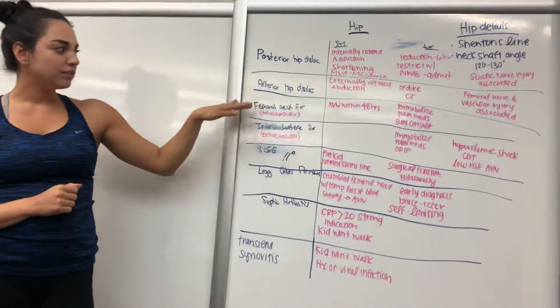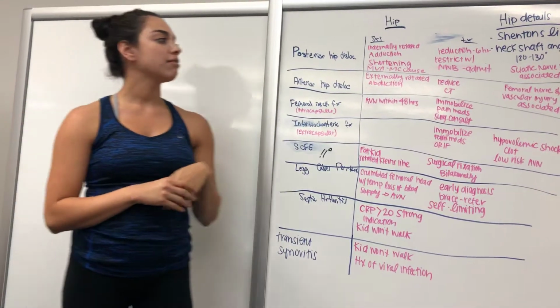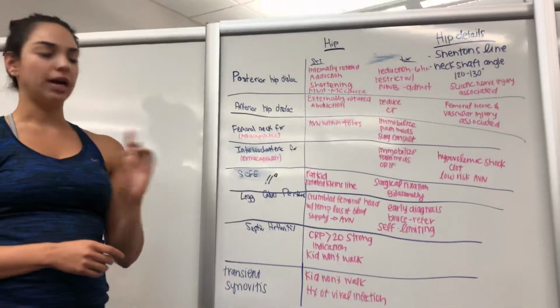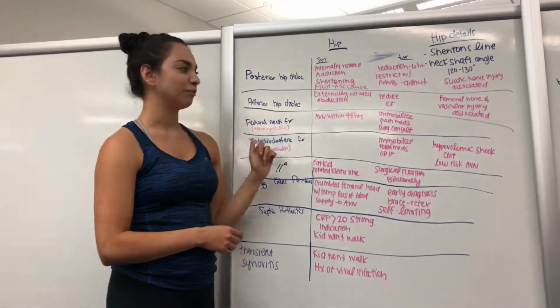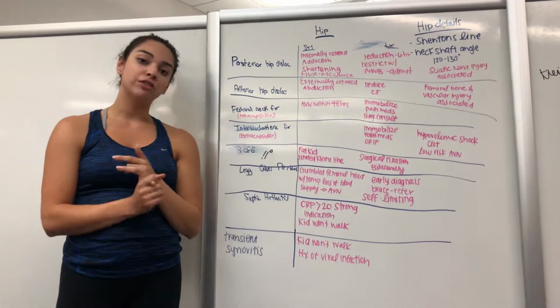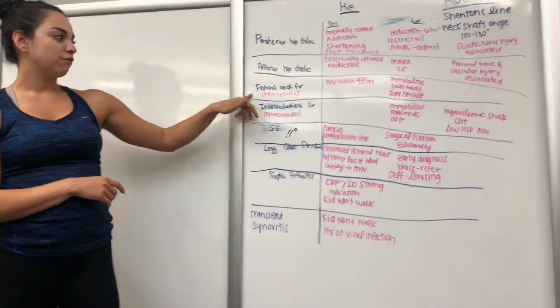Now we're going to move down to the anterior hip dislocation. It's kind of the opposite. You're going to find that the hip is externally rotated and abducted, so away. Again, treatment is going to be to reduce it. You want to do an X-ray before and a CT after. As far as complications, they could have femoral nerve injury, and they could have vascular problems.